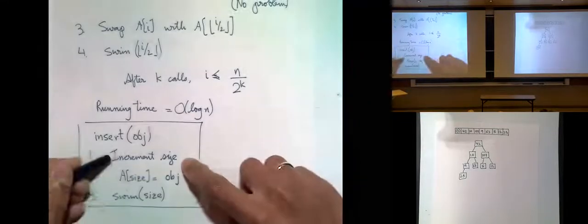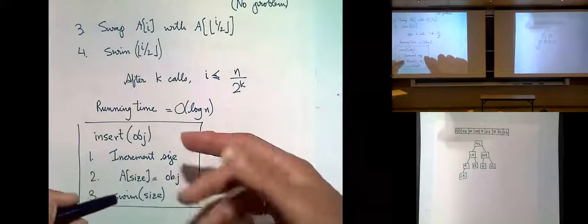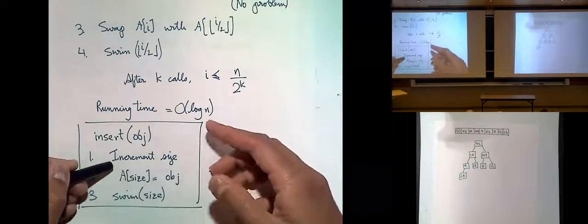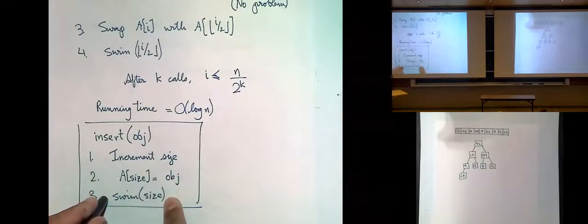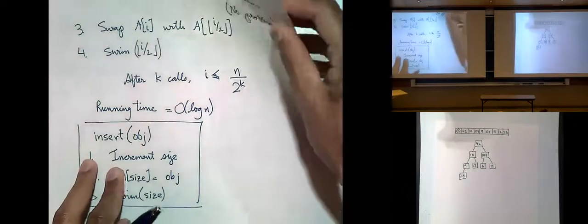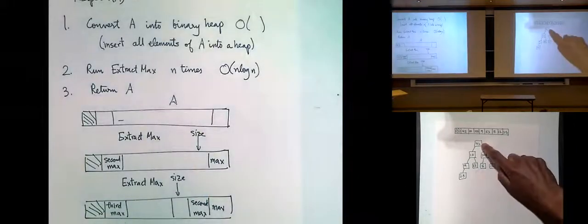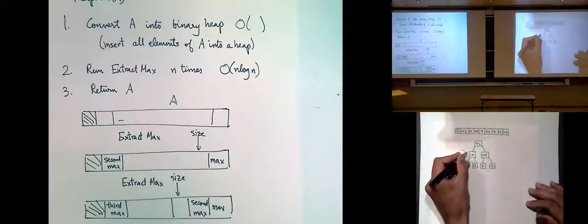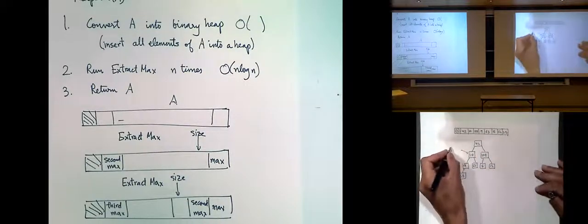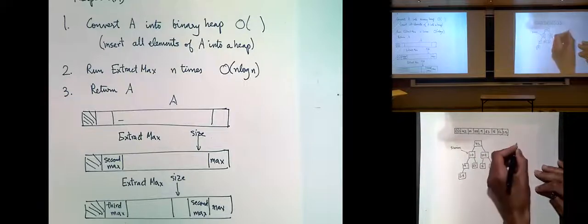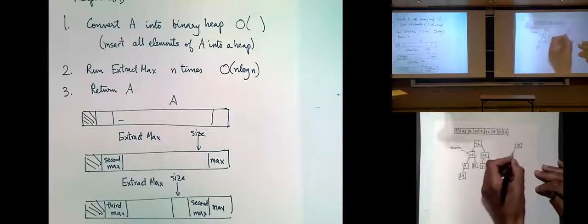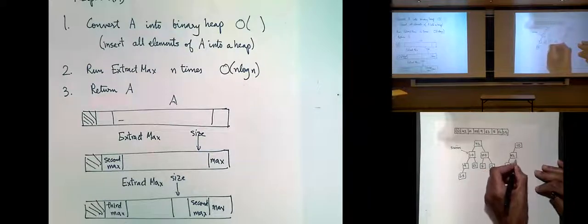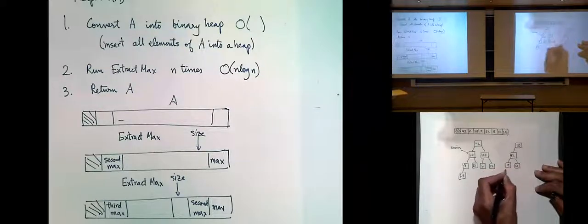So you've already done the size increment in this part, sort of, automatically. You just keep calling swim. Right? So you can call swim at 42, nothing happens. Call swim at 10. It's going to go 42, 9, 63.